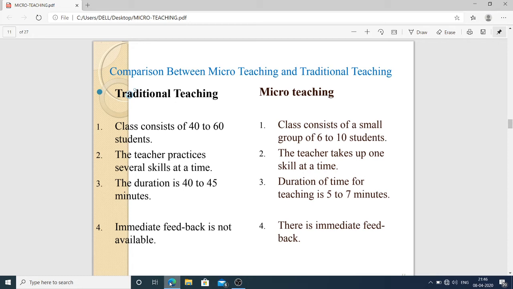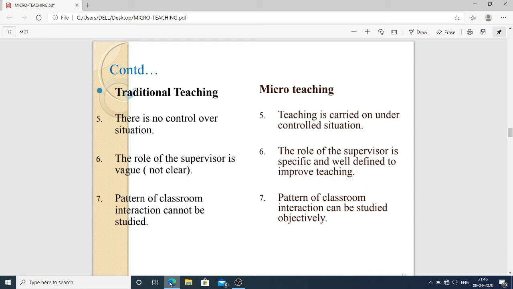Duration is only 5 to 7 minutes. Then the next one is immediate feedback, which is not available in traditional teaching, but there is immediate feedback in micro teaching. Then the next one is there is no control over the situation in the traditional one, but there is a controlled situation in micro teaching.